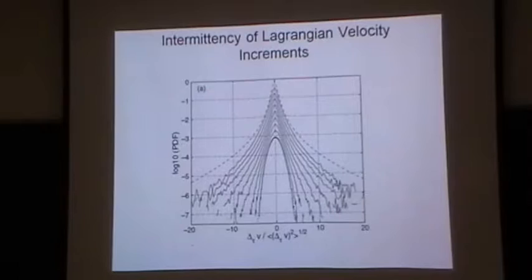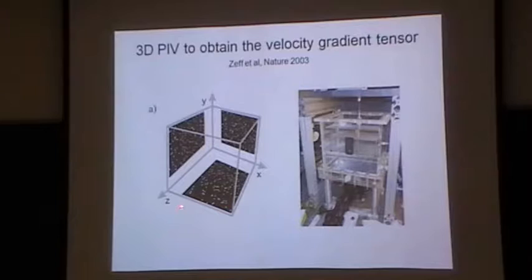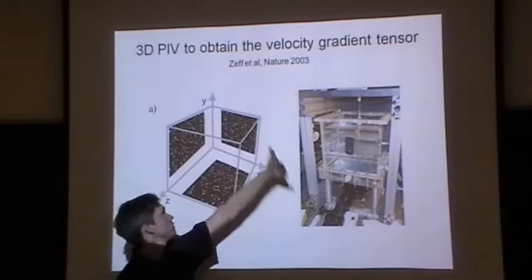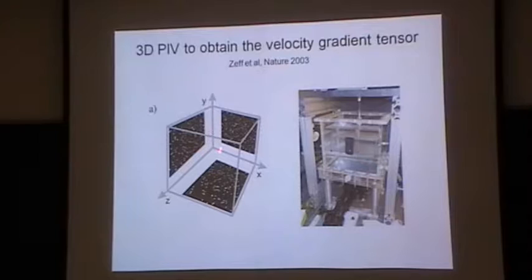Wanted to now mention some techniques that Dan Lathrop's group developed to measure the velocity gradient tensor. And this is just to highlight what a challenge it is to measure these small scales, and how, when you're clever, you can come up with ways to do it. What they have done is they have taken three laser sheets. So one laser sheet coming through here in this orientation, another perpendicular laser sheet here, a third perpendicular laser sheet there.